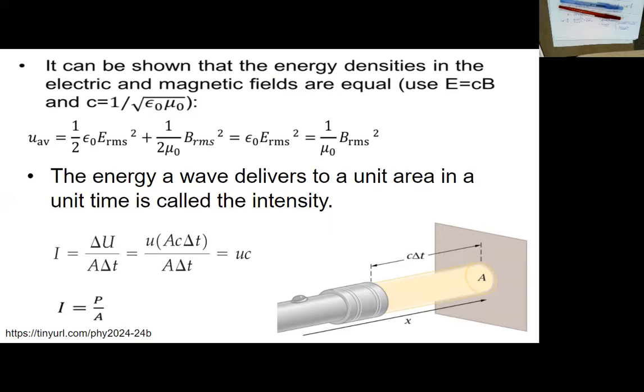And if you use root mean square quantities, then this is what you get. The root mean square quantities will give you the average energy stored in the EMF wave.